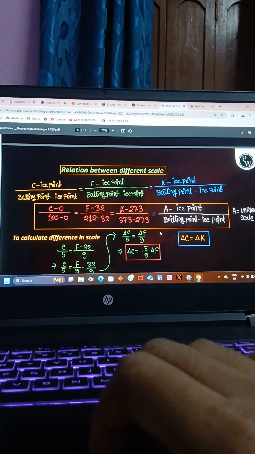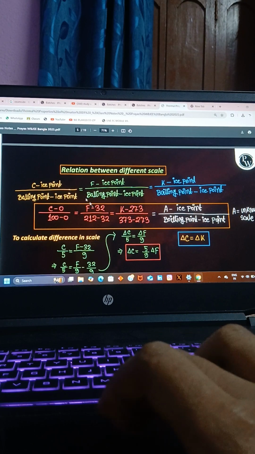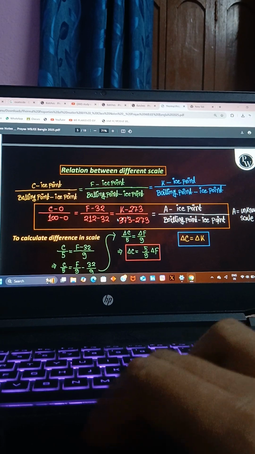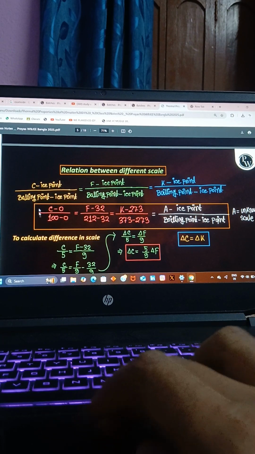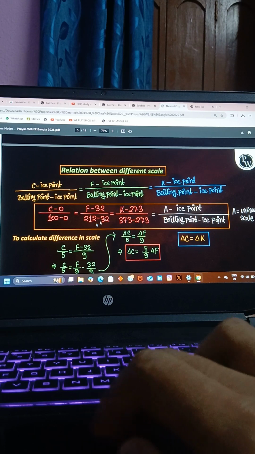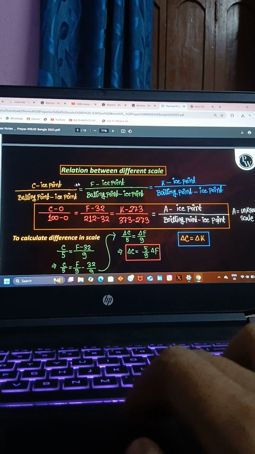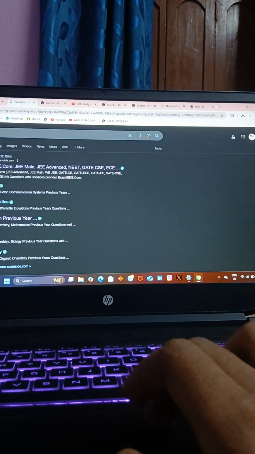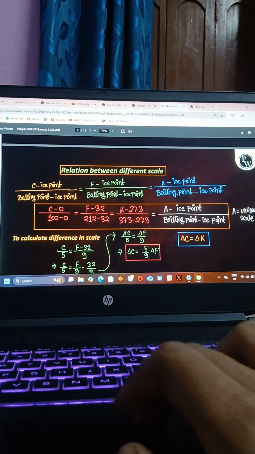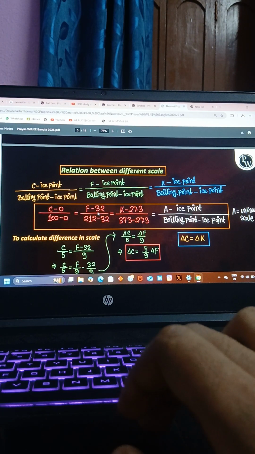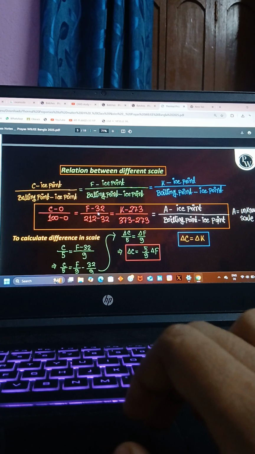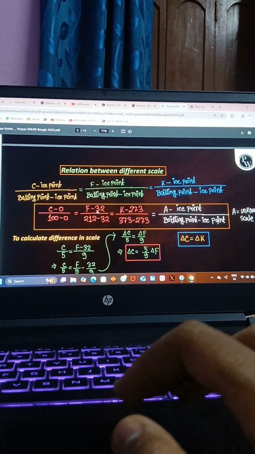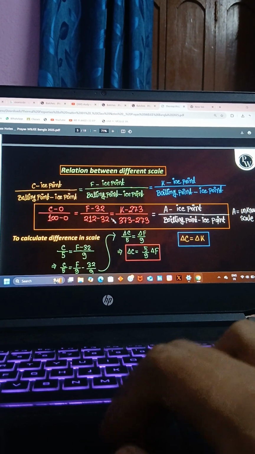Relation between different scales. It is the most important formula for JEE and NEET aspirants, because in the previous year questions we can see that in the exam some questions are asked directly on this, and in those cases we can use this formula properly.